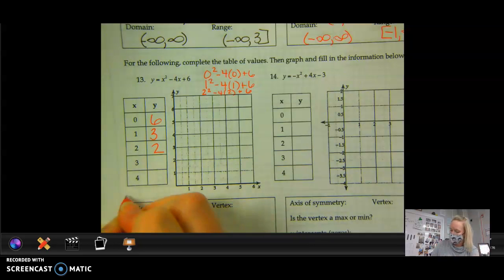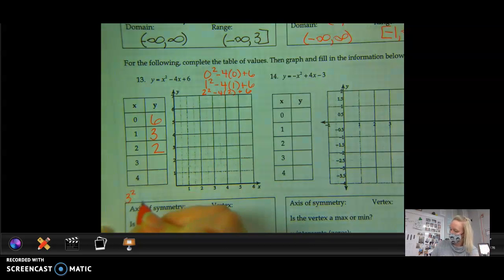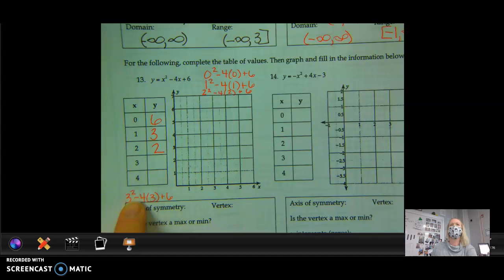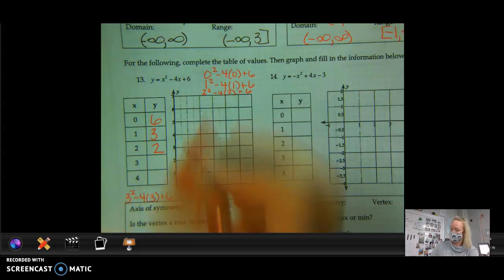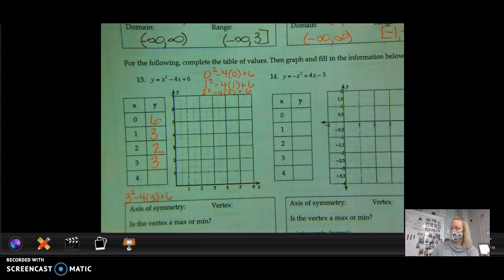Type in 3. 3 squared minus 4 times 3 plus 6. What is 3 squared? And what's 4 times 3? So what's 9 minus 12? Negative 3 plus 6 is 3. One more, we have to plug in 4.